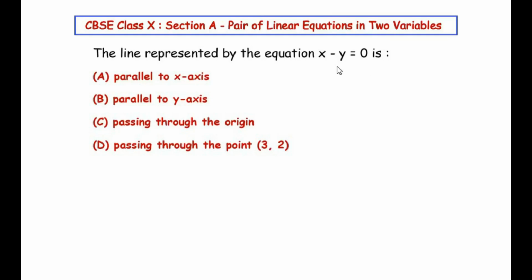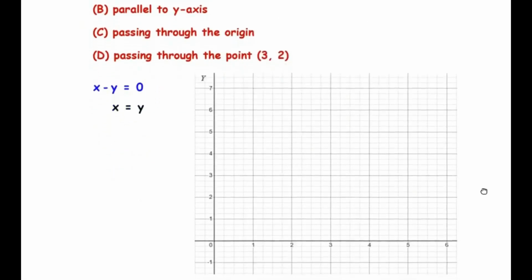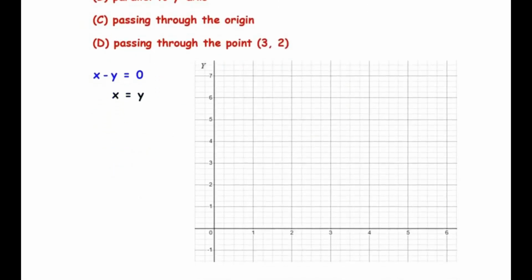So let us consider this equation, x minus y equal to 0. Now in the next step I have taken negative y to the right hand side. So we get the equation as x equal to y. Now let us try to understand this equation over the graph. So this is a rough graph I have taken over here to understand the equation.